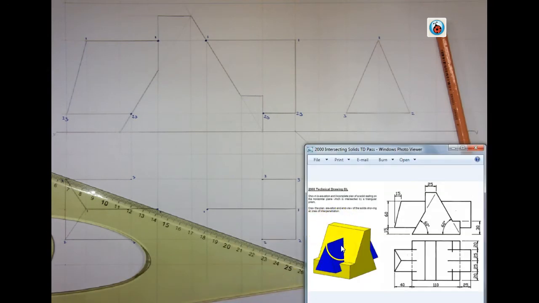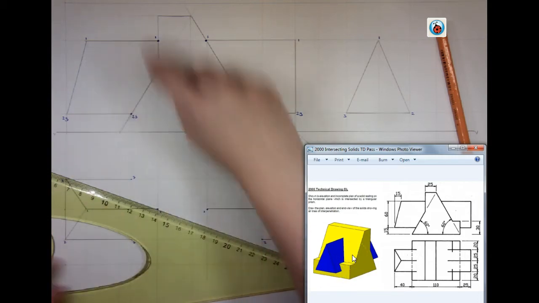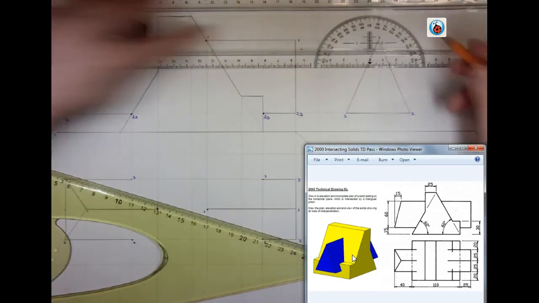Now, if we look at the actual question, just to see our shape, as you can see, when we're looking in from this side, we're going to see two rectangles. This rectangle and this rectangle. So just going to bring this across.